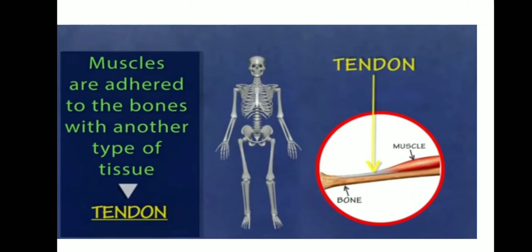The muscles which are around the skeleton are called as skeletal muscle. So skeletal muscles are connected to the bone with the help of tendons. The tendons have got great strength and limited flexibility.